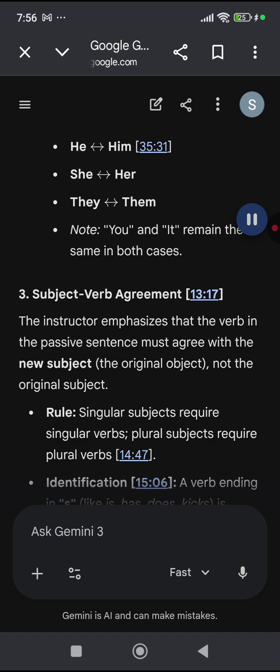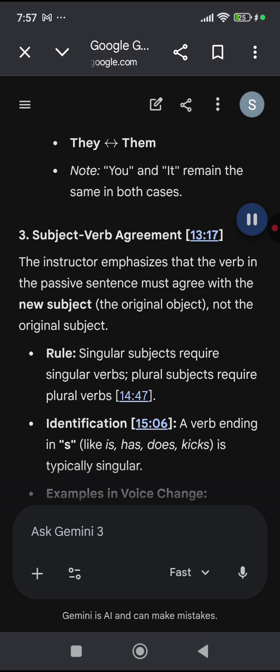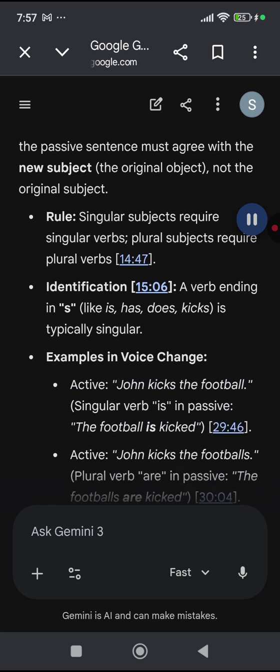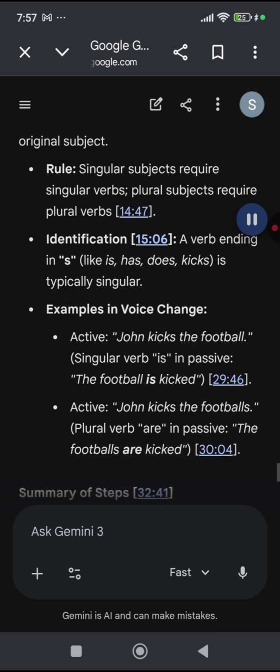3. Subject-verb agreement. The instructor emphasizes that the verb in the passive sentence must agree with the new subject, the original object, not the original subject. Rule: singular subjects require singular verbs; plural subjects require plural verbs. Identification: a verb ending in s, like is, has, does, kicks, is typically singular.